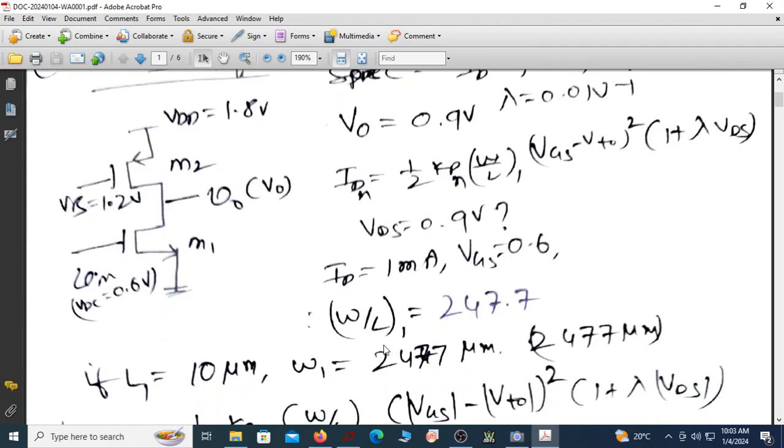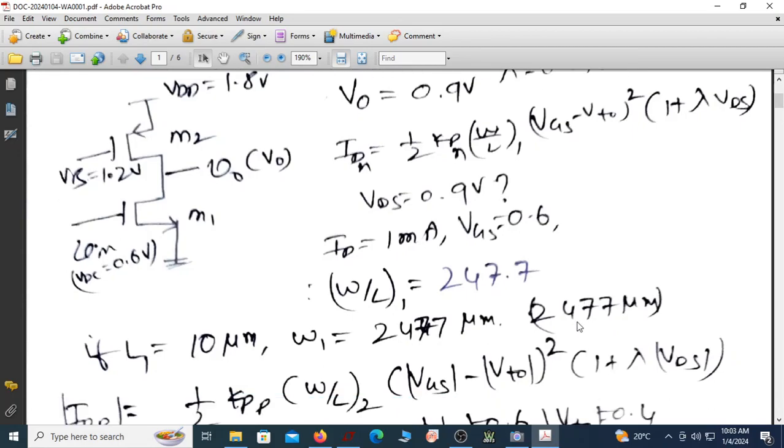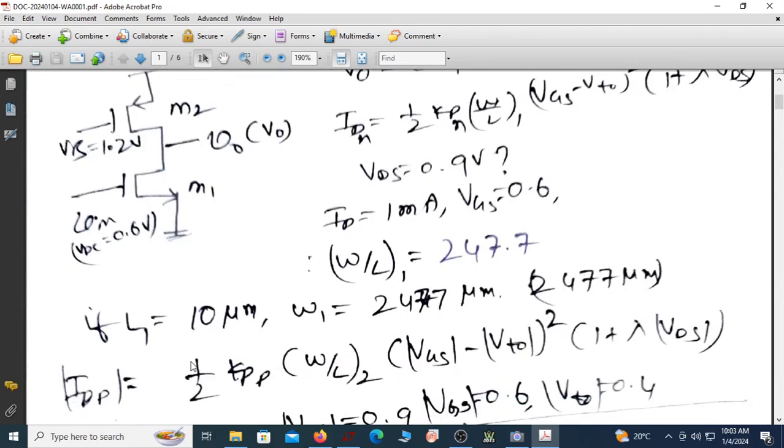Now this is the W by L ratio. If the length of the first transistor is 10 micron, then naturally the width of the first transistor is 247.7 into 10, which will be this much dimension. Similarly, I have to find the W by L of the second transistor, and I should know what bias voltage I should be connecting here.